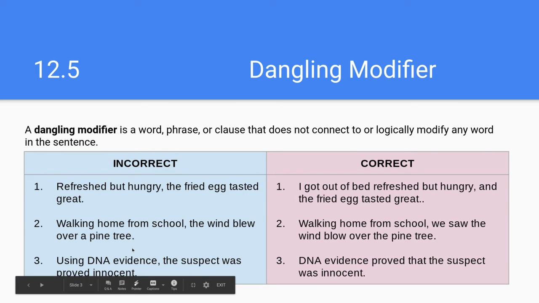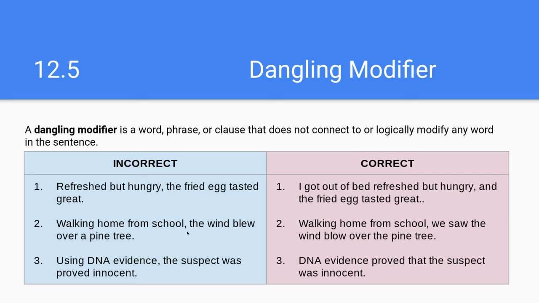This one starts with a gerund phrase, right? Walking home from school, comma. When you start with these phrases, whatever comes after the comma needs to be the subject, whoever's doing that action. So walking home from school, comma, the wind blew over a pine tree, right? The wind is not who is walking home from school. So you need to correct it: walking home from school, comma, we saw the wind blow over the pine tree. Again, the subject needs to come immediately after that comma, after that introductory phrase.